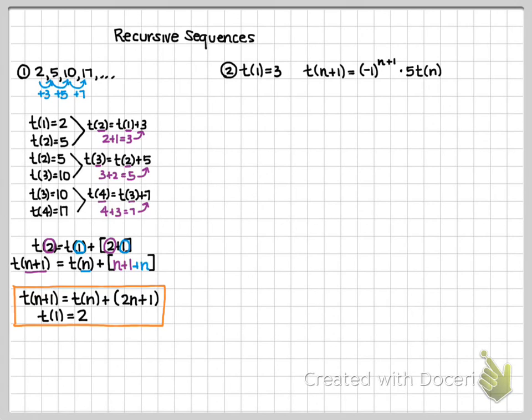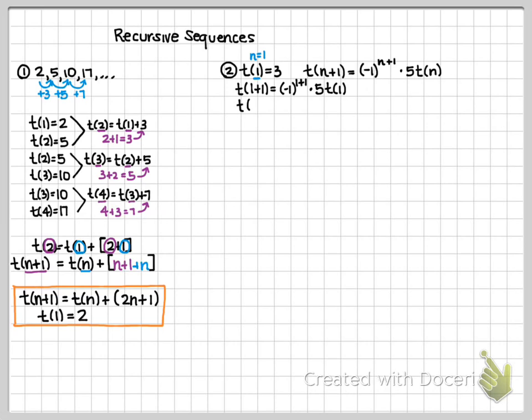Okay, moving on to number 2. Now we actually have something already set up for us, and our job is just to plug stuff in. So if t of 1 is equal to 3, then that means that the first n that's given to me is 1. So this is saying that n is 1. So I'm going to go to my generator, and everywhere I see an n, I'm going to plug 1 in. So it's going to be t of 1 plus 1 is equal to negative 1 to the, all right, there's another n, times 5t of 1.